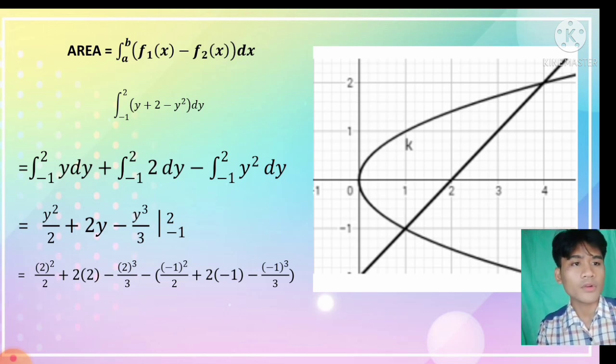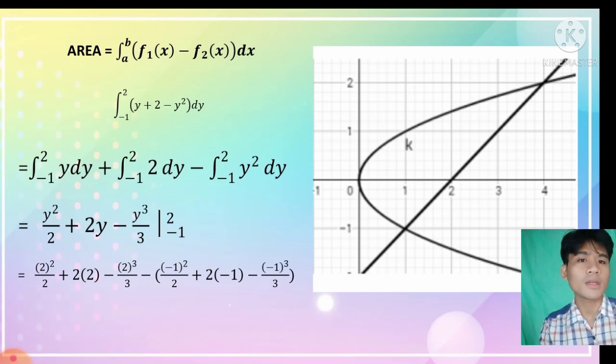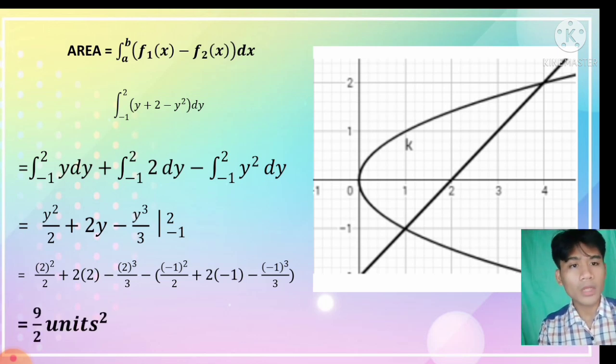Again, just substitute the limits, negative 1 and 2, to our values. So we came up with 2 squared all over 2 plus 2 multiplied by 2 minus 2 cubed all over 3, minus the quantity of negative 1 squared all over 2 plus 2 multiplied by negative 1 minus negative 1 cubed all over 3. And if we solve that, we are going to come up with 9 all over 2 units squared as the measurement of the area between the parabola and the line.